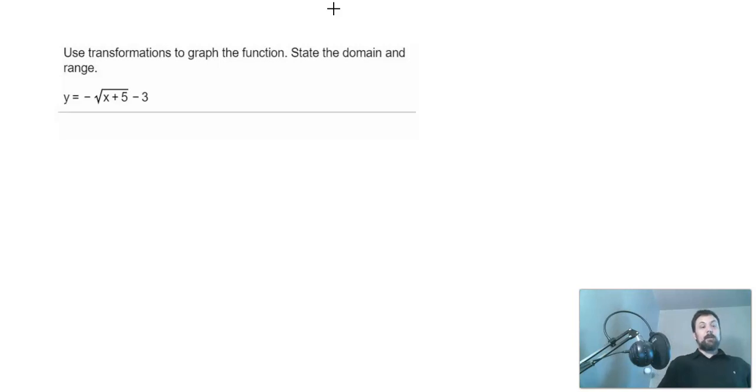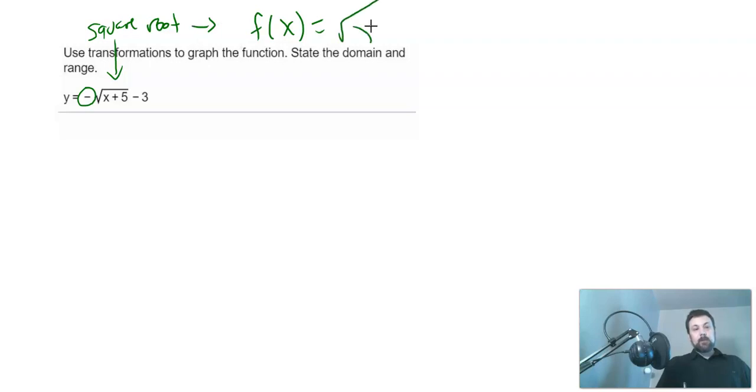So here's another one. Now this time we have a negative sign here. So first of all, before we get into that, what's the family here? This is the square root family. And family is really easy to identify. I mean, the structure of the equation pretty much gives it away right away. This is a square root function. The most basic member of that family is f of x equals square root of x.